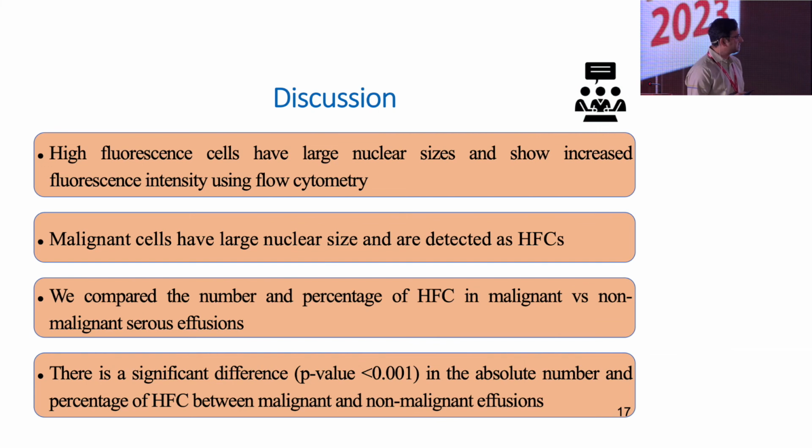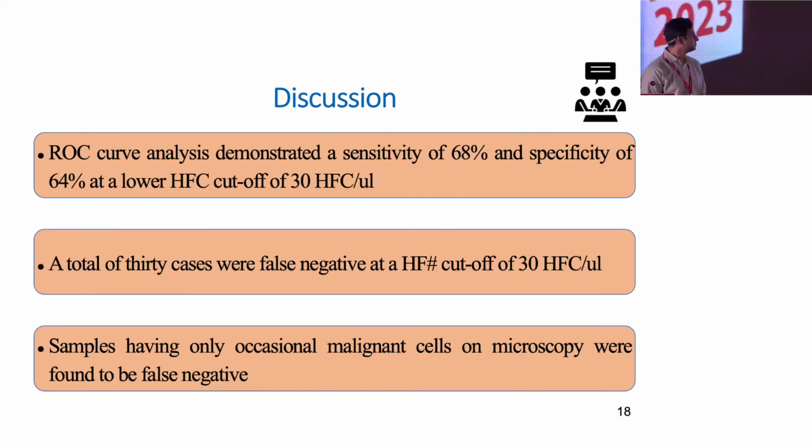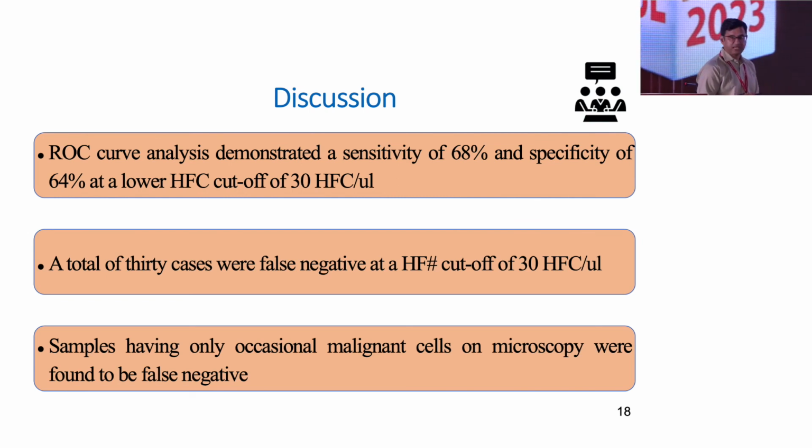So, high fluorescence cells, as we discussed, have large nuclear size and show increased fluorescence. These malignant cells also have large size and are hence counted as high fluorescence cells. So, we compared the number and percentage of high fluorescence cells in malignant versus non-malignant serous effusion, and we found that there is a significant difference in the absolute count and percentage of high fluorescence cells in malignant effusions versus non-malignant effusions. The ROC curve has demonstrated a sensitivity of 68% and specificity of 64% at a low cutoff of 30.